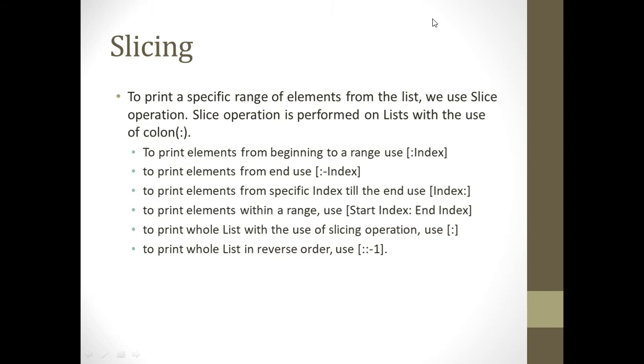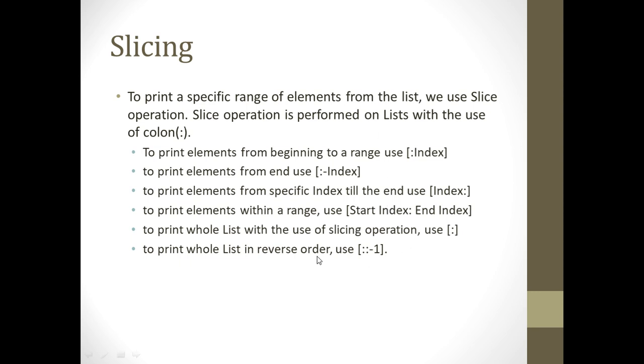Now let us consider slicing in a list. Slicing is basically accessing only a range of elements in the list. This can be done in various ways. If I want to start from the beginning till a particular index, I will say colon index. If I want to print the elements from the last, then I will use colon minus index. So it will print from that index till the start.